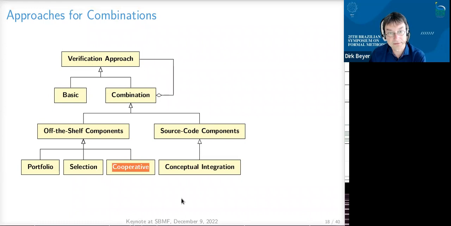And cooperative is what is the least used currently in the state of the art. So cooperative means that these off-the-shelf components are plugged together in a way such that they interchange information and try to help each other proving the program correct or finding an error. So this is what I would like to focus a bit on in the second half of this talk.